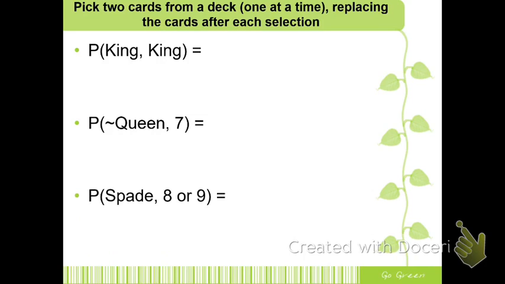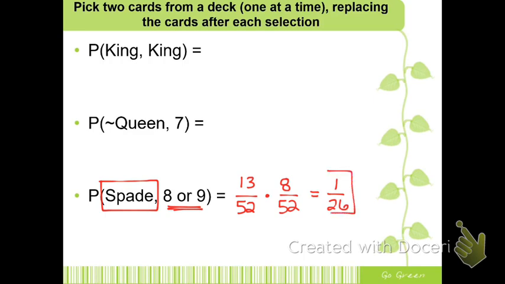And then this last example is asking me to find the probability that I draw one card and it's a spade, then I put it back in the deck, and then the next card I pick is either an 8 or a 9. So there's 4 suits out of the 52 cards. 52 divided by 4 is 13, so there's 13 spades. There's 4 8s and 4 9s, which means there's 8 cards that are either an 8 or a 9 in the deck. When I multiply and simplify, this works out to 1 out of 26.